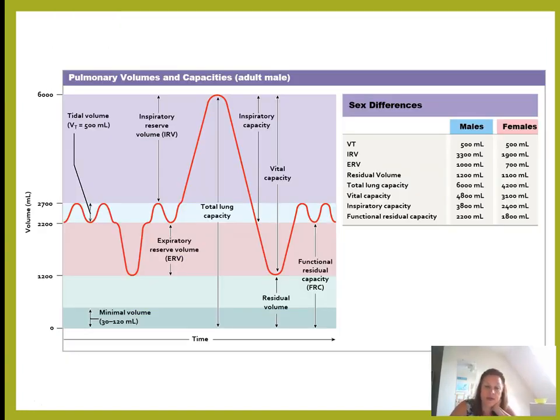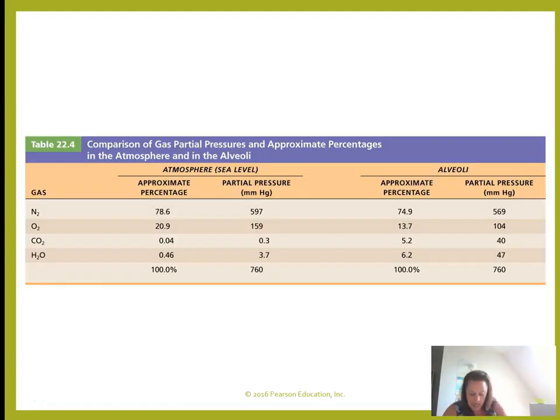This is, again, another way to diagram that. The differences between males and females and the reserve volumes, lung capacities, etc. Now we're going to get into gas exchange. So when we exchange gases either in the lungs or in the tissues, again, it comes down to pressure. It's like any other diffusion, more to less, high to low.